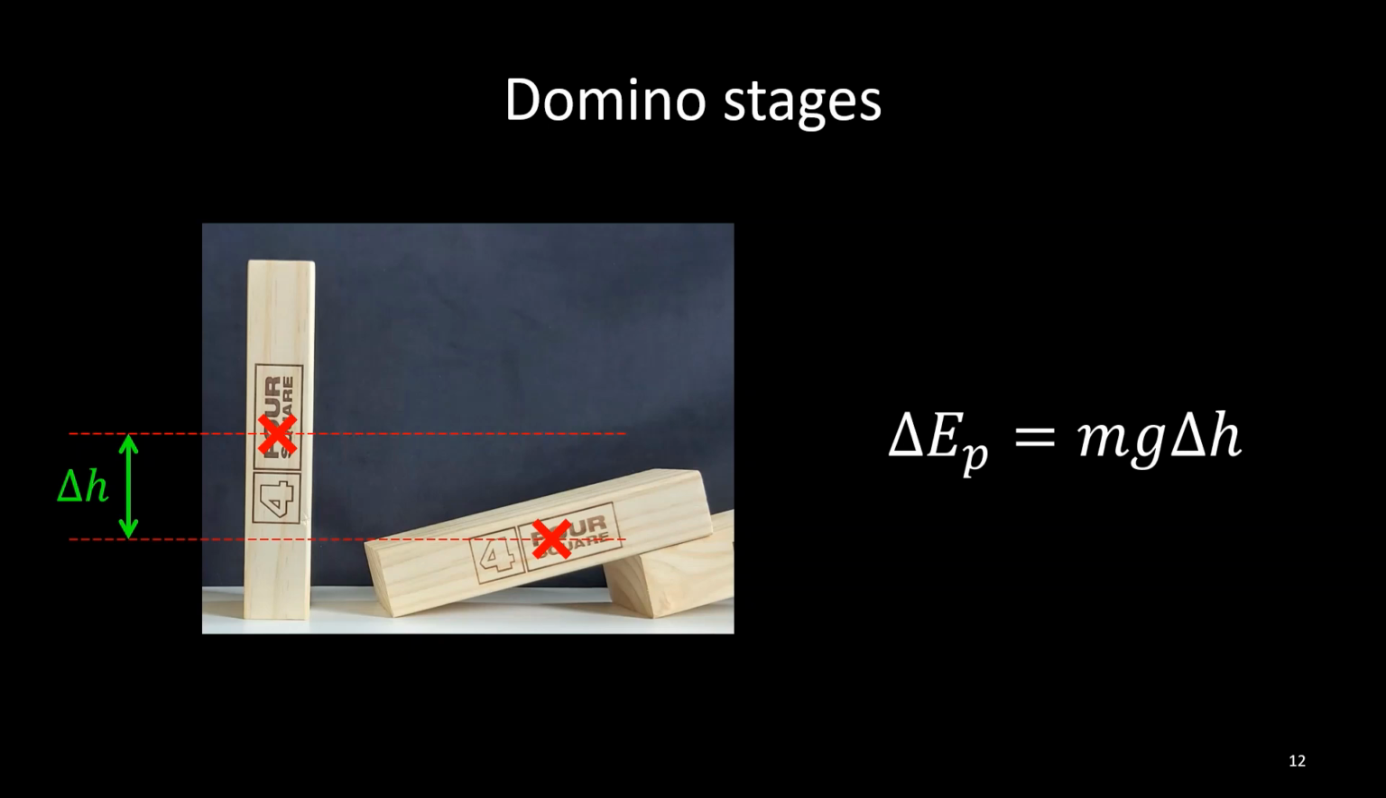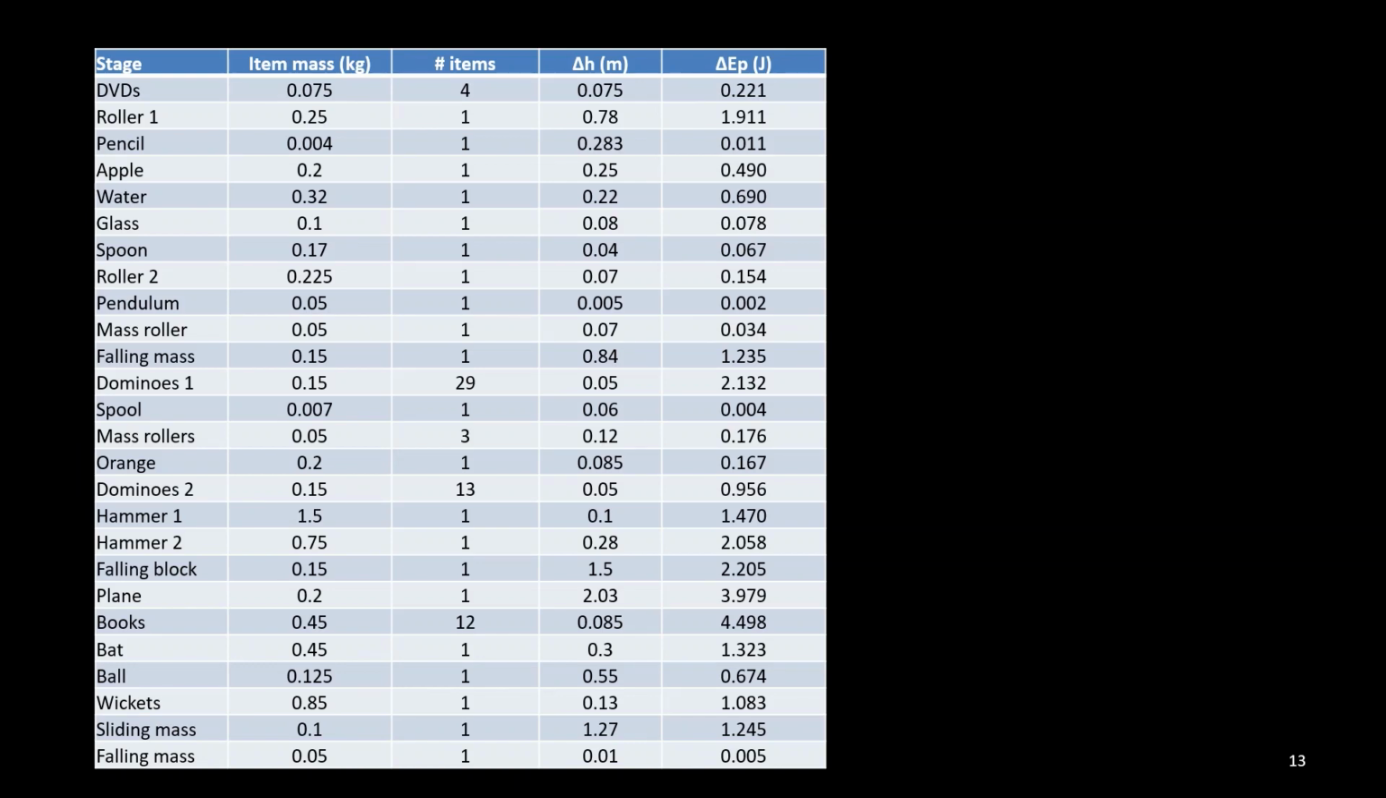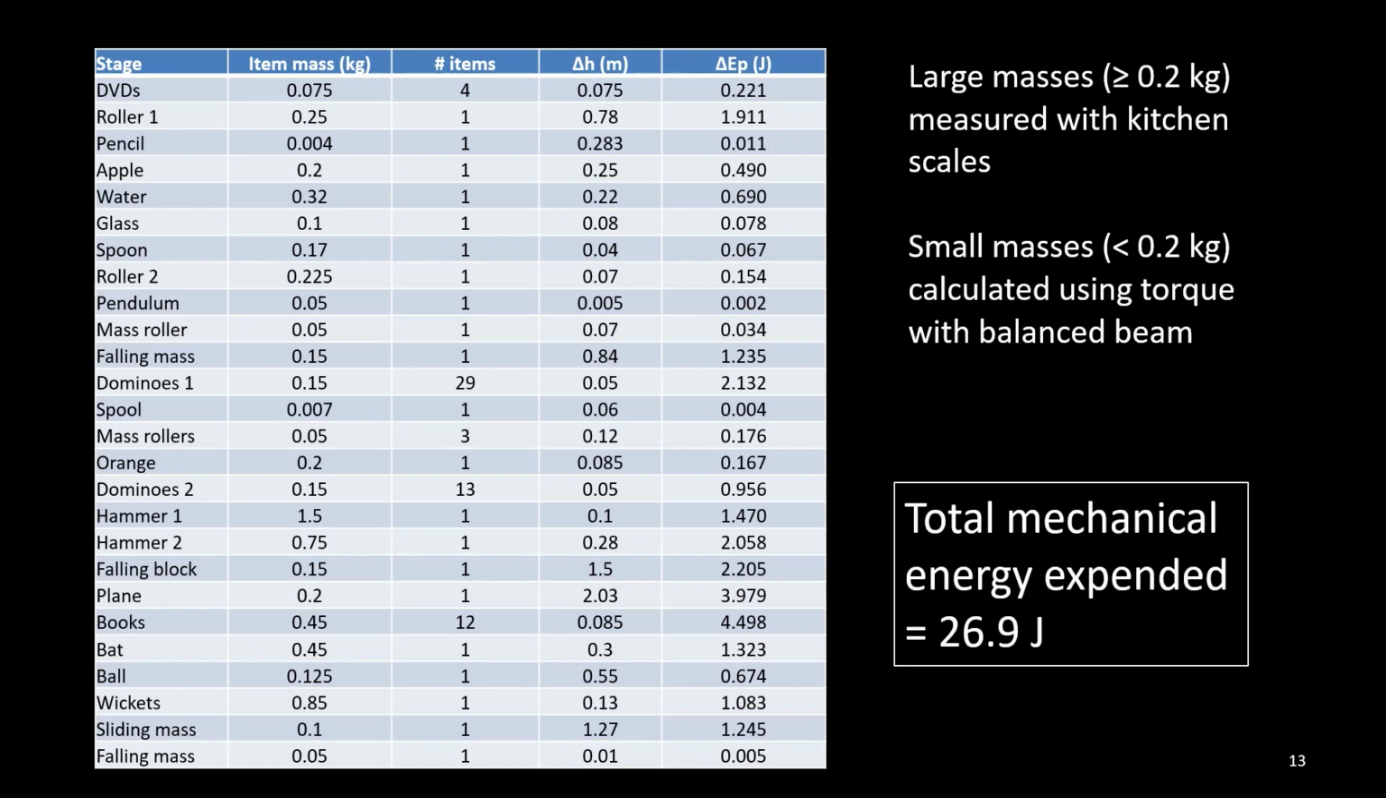So if we go through all of the stages that actually had energy differences, these are all of the energies in the actual system. I'm going to put a graph up in a second. So in terms of determining the masses, the large masses, above about 200 grams, were measured with kitchen scales. For the smaller ones below 200 grams, I used a torque balance beam with a known mass on one end and the unknown mass at the other end, and I moved them until they balanced, and then calculated the torques to find the mass. So adding all that up, we get a total mechanical energy expended of 26.9 joules within the system.